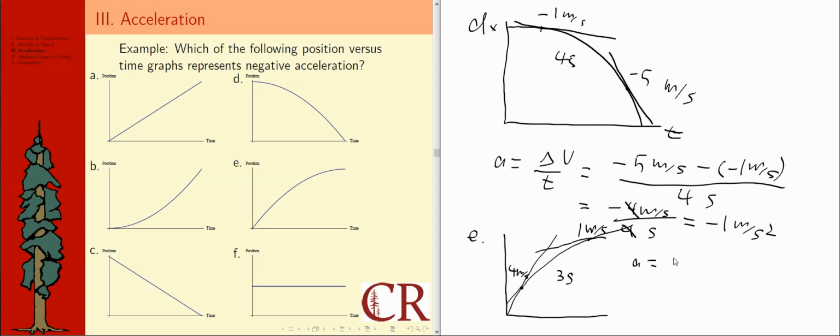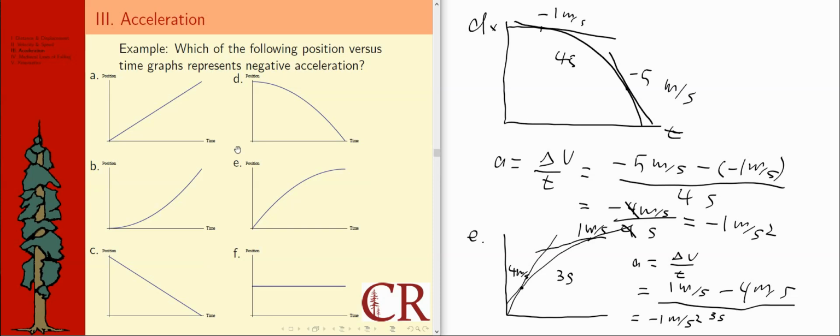Then thinking about a equals delta v over t, I would say final minus initial, but since it's slowing down, that final is smaller, minus the 4 meters per second, which was larger that I started with, all divided by 3 seconds. And so that turns out to be equal to -1 in this case, since 1 minus 4 is -3, over 3 is -1, meters per second squared. Both of these examples I just made up were meant to illustrate how these two graphs can represent negative acceleration. So again, D and E are the answers.